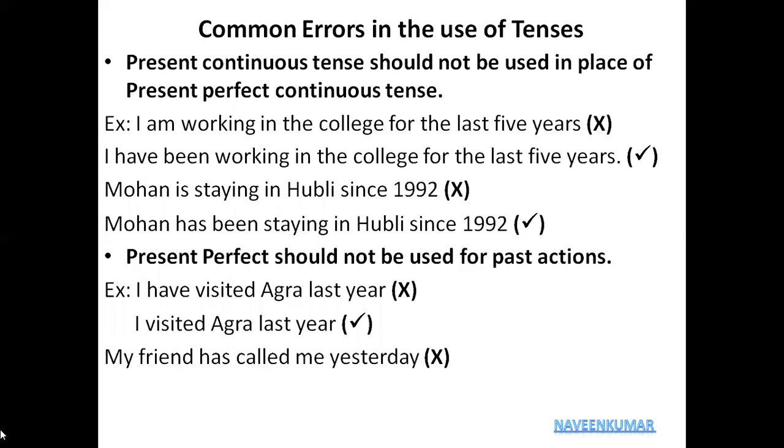Next one. My friend has called me yesterday. Is it correct? No, wrong. What is the correct form of the sentence? My friend called me yesterday. So you shouldn't use present perfect in place of past actions.